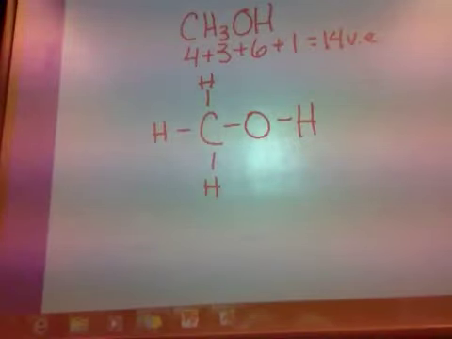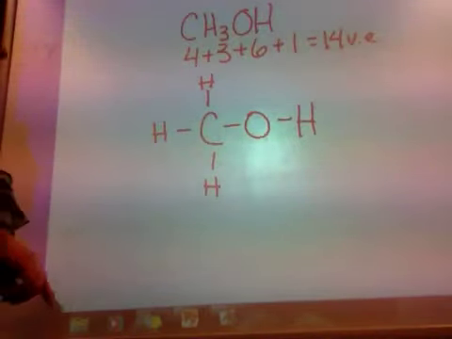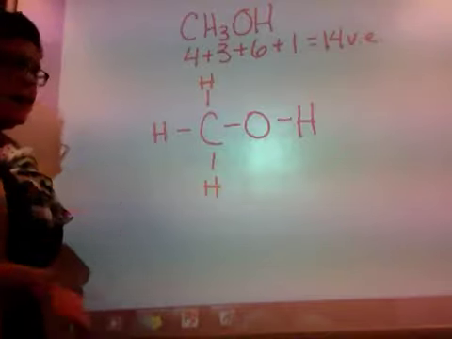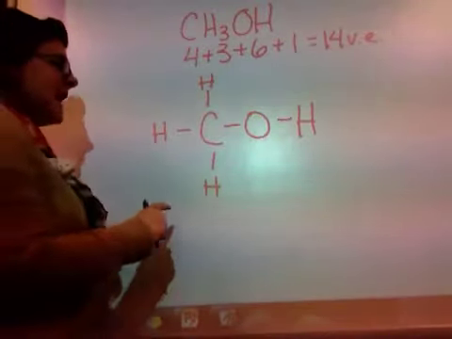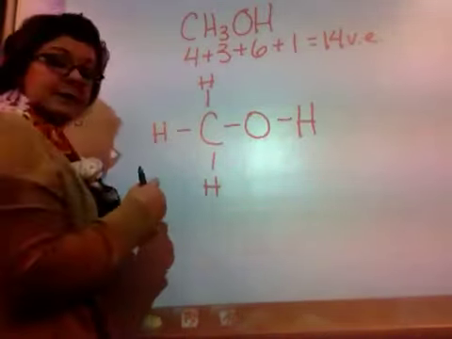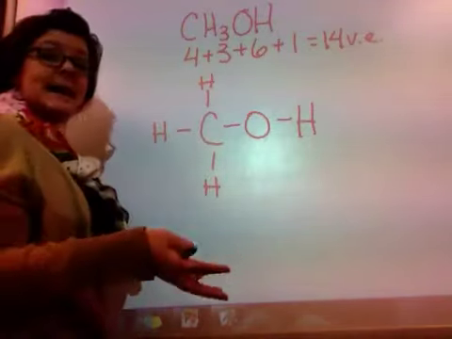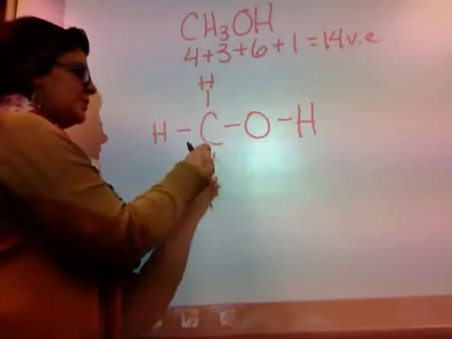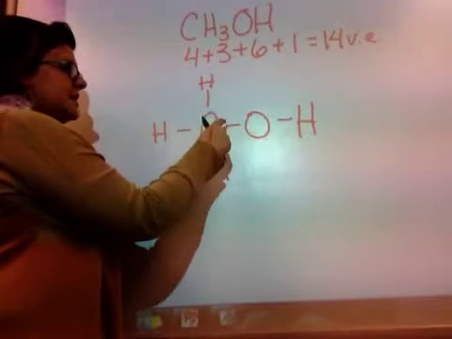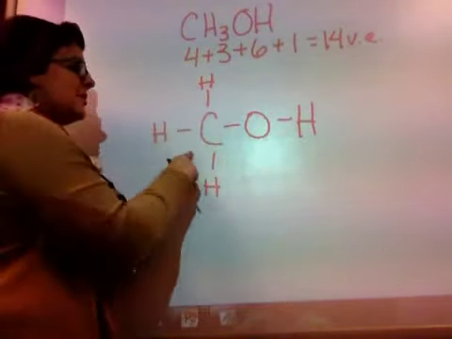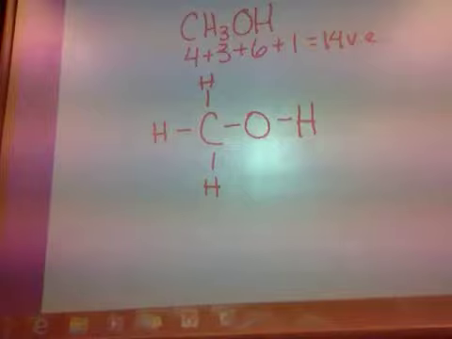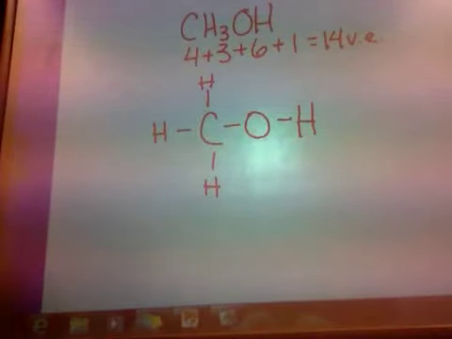Let's look at carbon next. So carbon wants to have 8 electrons around it, and in this case, does carbon have 8 electrons around it? You should be saying yes, because this is 1, 2, 3, 4, 5, 6, 7, 8. So should I do anything now to the carbon? No, because it already has 8.